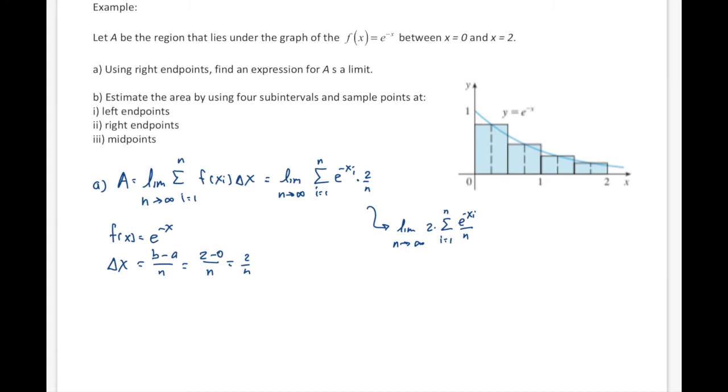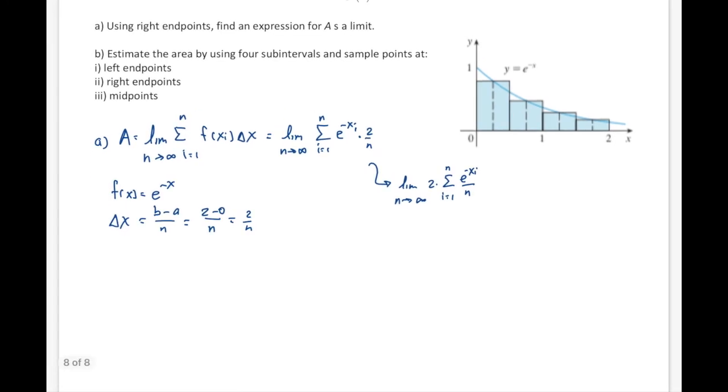Now let's actually try this. I'm going to estimate the area using 4 subintervals and sample points at the left endpoints, the right endpoints, and at midpoints. So what's drawn in here is we've got 4 intervals. We're going from 0 to 1/2, from 1/2 to 1, from 1 to 3/2, and from 3/2 to 2. So that gives us 4 different subintervals. I'm going to use 4 rectangles. What's drawn in there are rectangles approximating our area using the middle of each interval.